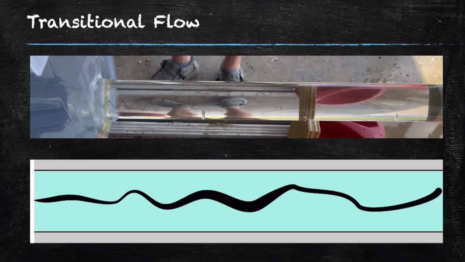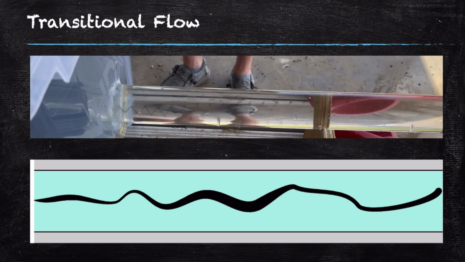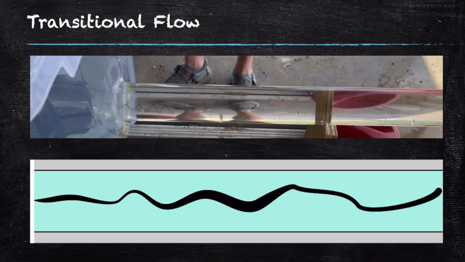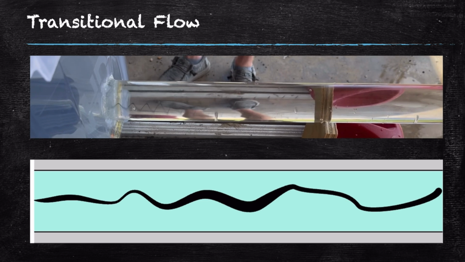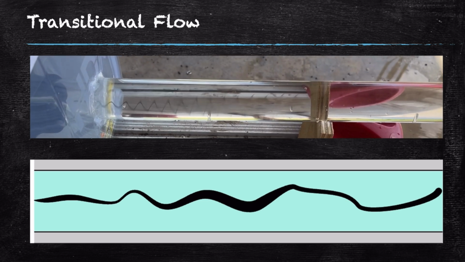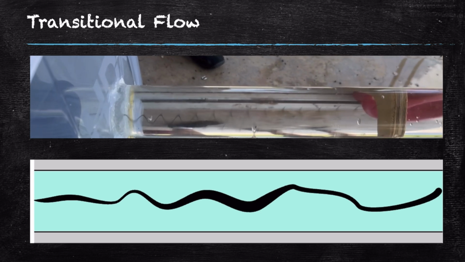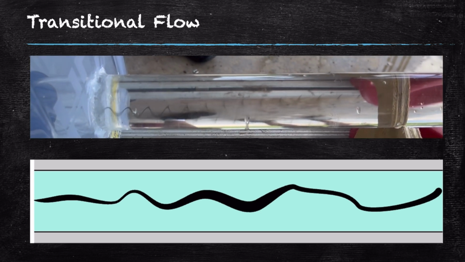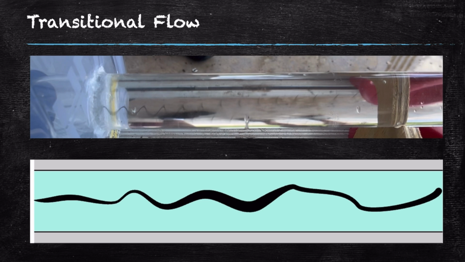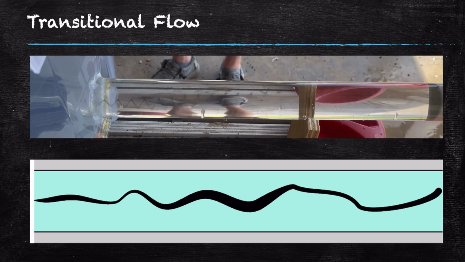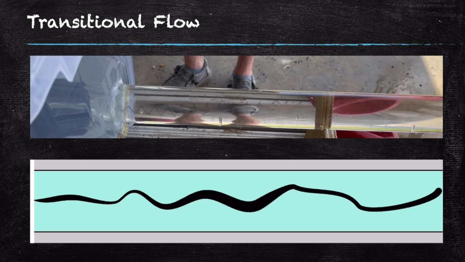Next up is transitional flow. This flow is when the two liquids start colliding with each other, and it's a little bit more wavy, where the fluids are more viscous or the flow is higher, causing more turbulence. Up at the top, you can see our video demonstrating the transitional flow, and then on the bottom, an example of what it's like.